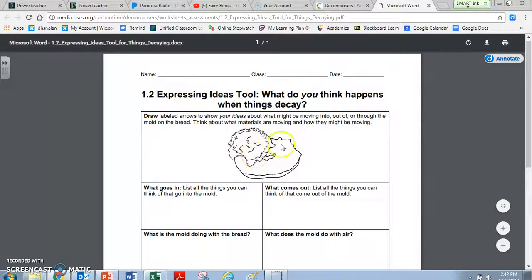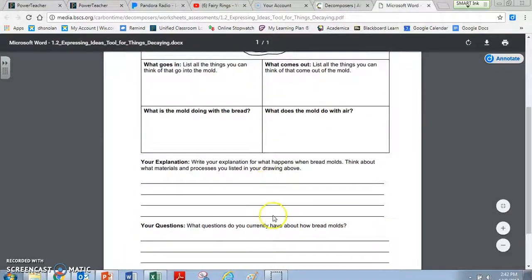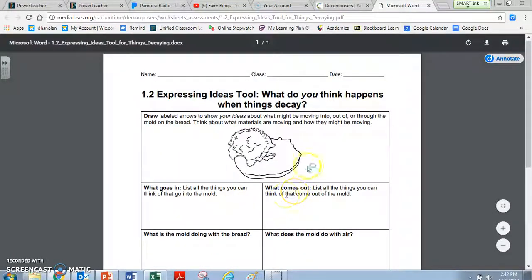If I have a fungus growing on what looks like a bagel or a piece of bread here, like what we're doing in class, what kinds of things do you think are going in and out of that fungus? What is it doing to the bread? What is the mold doing to the air? And then explain it and then come up with a question that you still have about it. But this is going to be a useful tool for you to do after that, thinking through that.